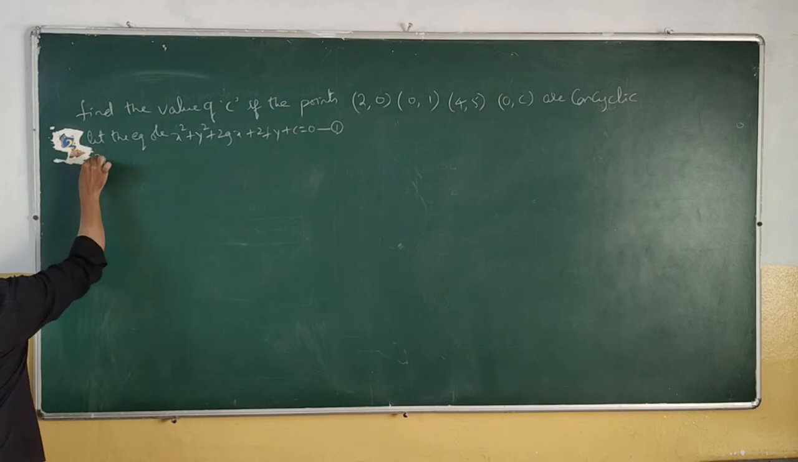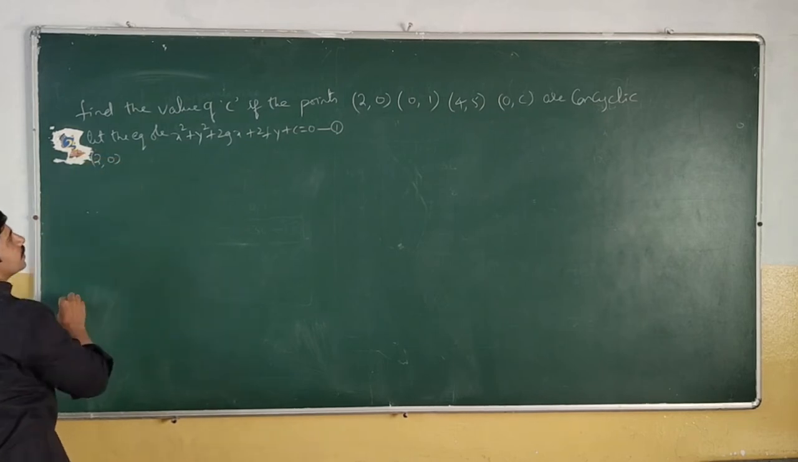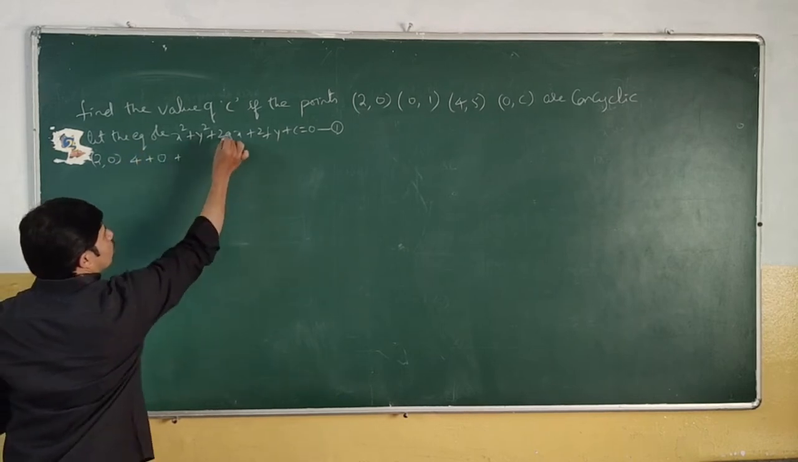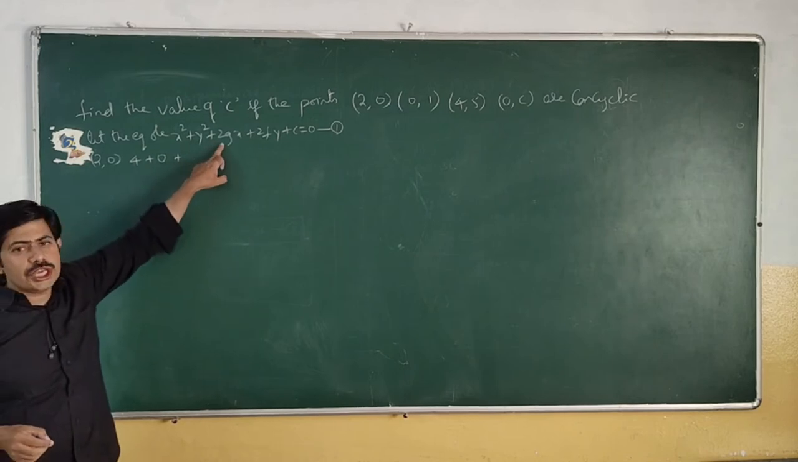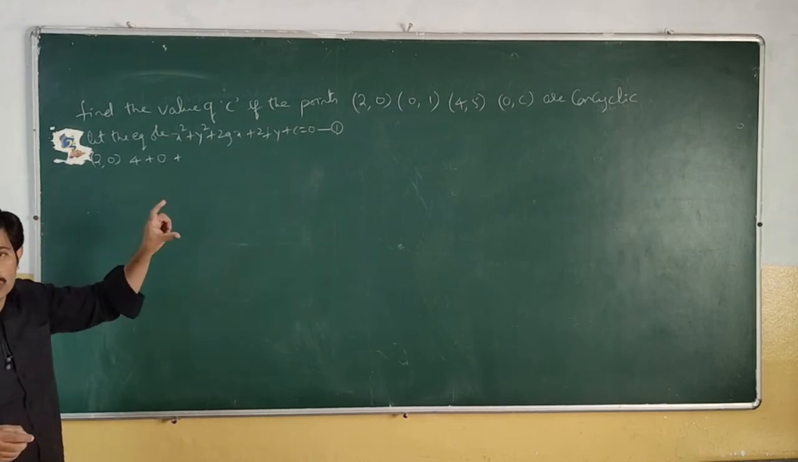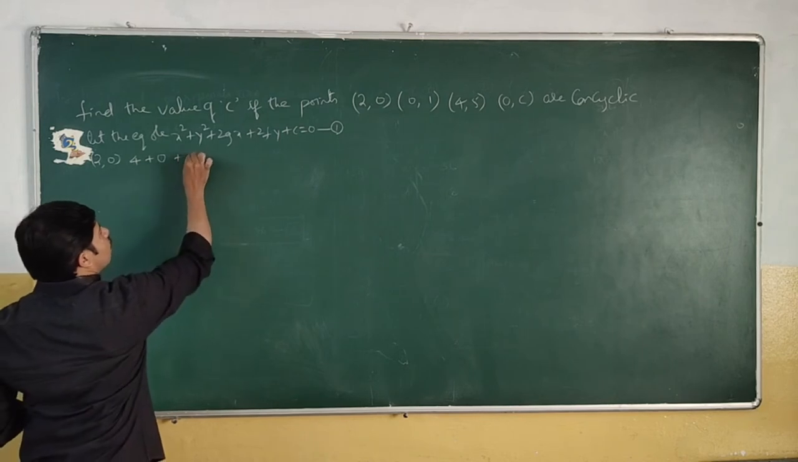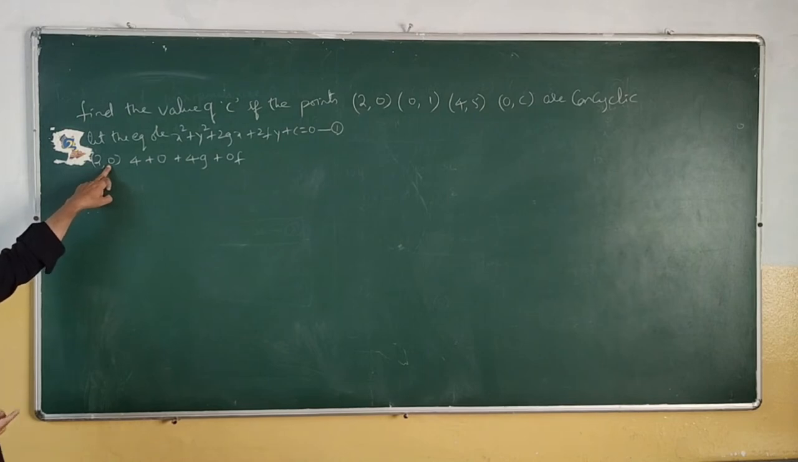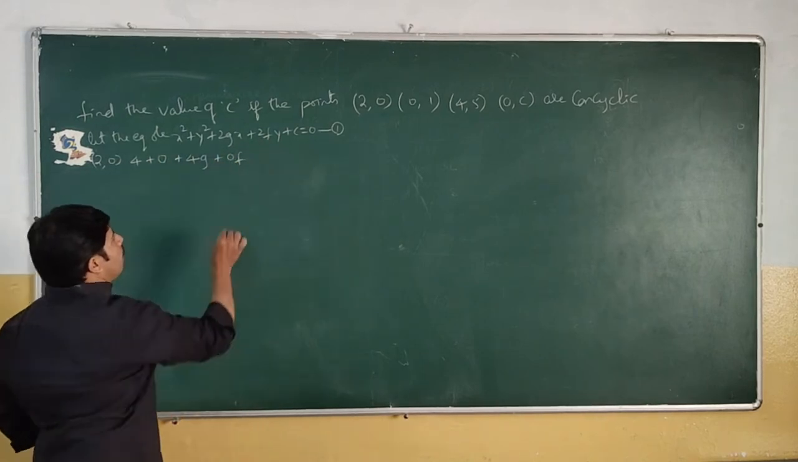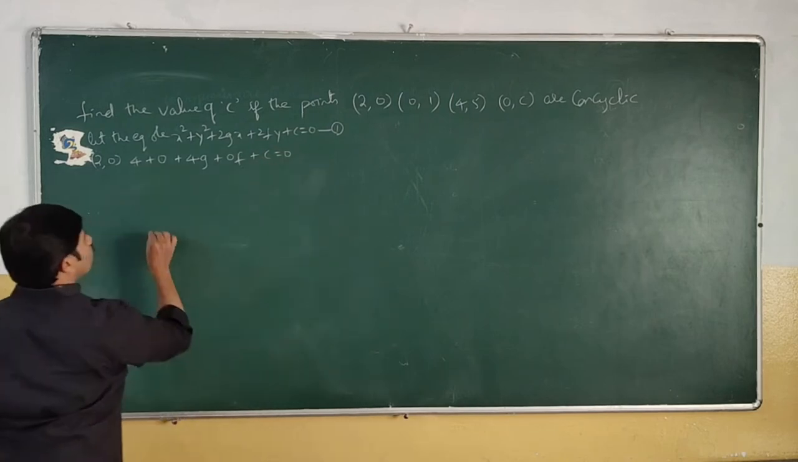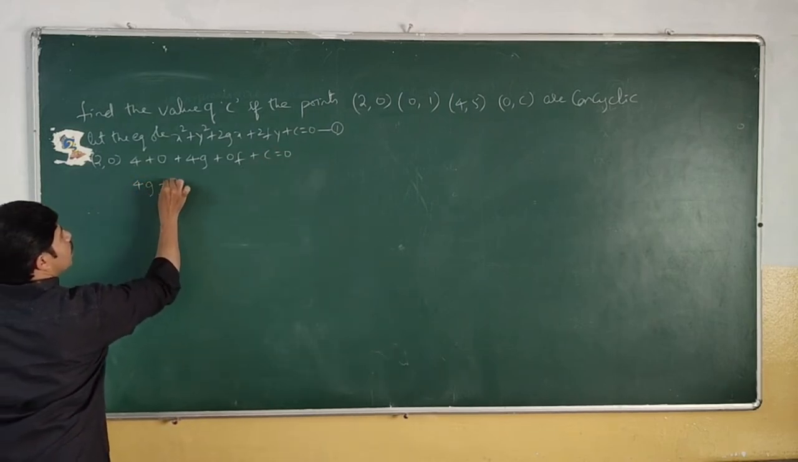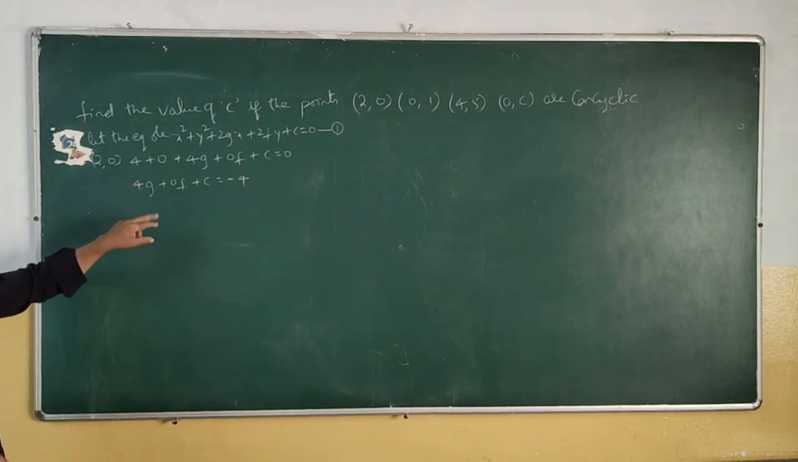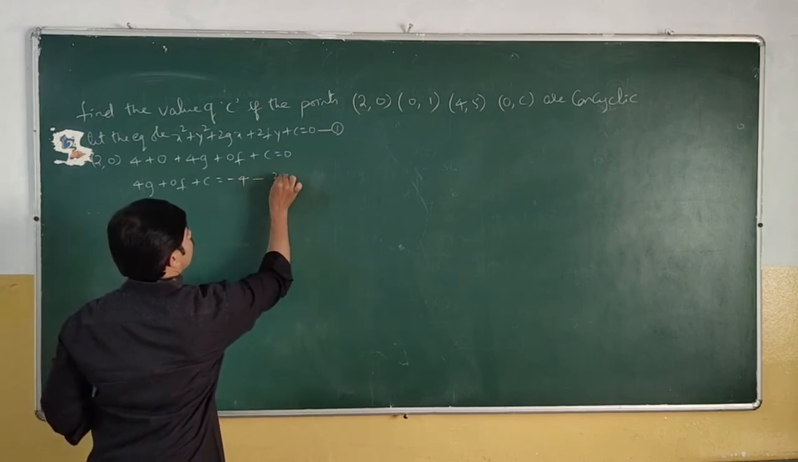So you write 2 comma 0. That is 2 squared, 4, plus 0, plus 2g into 2, because x is 2. 2g into 2 is 4g. Let's write 4g plus 0f, because y is 0, so 0 into f is 0, plus c is equal to 0. So we get 4g plus 0f plus c is equal to minus 4. So this is equation 2.